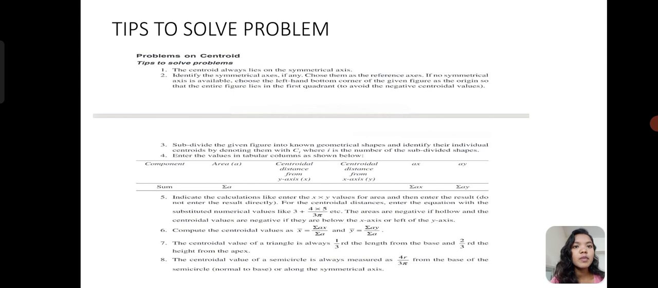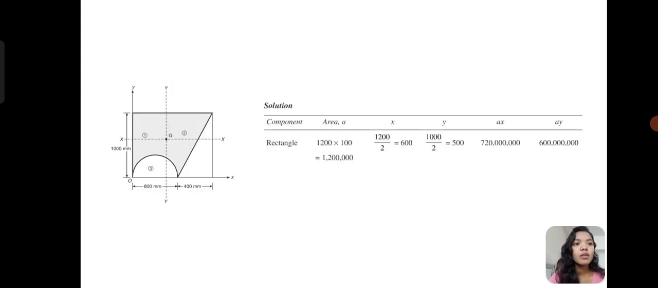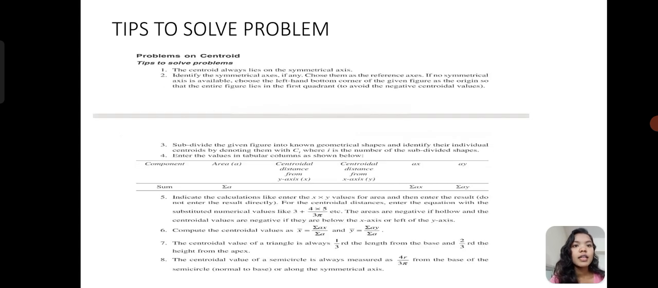Here are the tips to solve the problems. On these types of problems we should consider the centroidal distance.